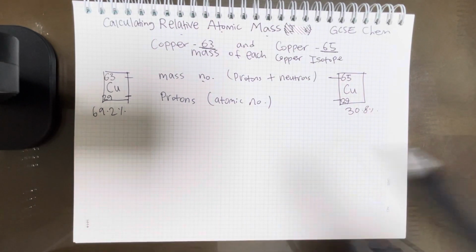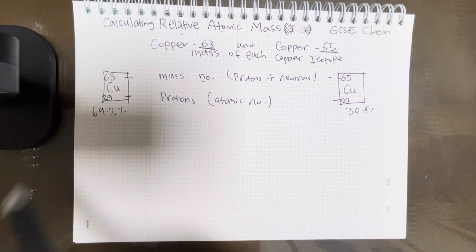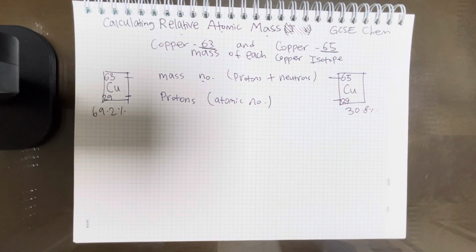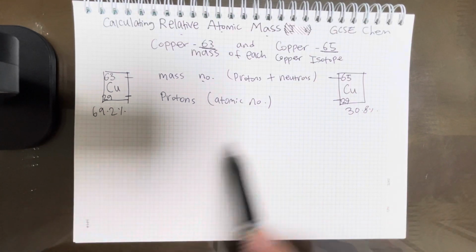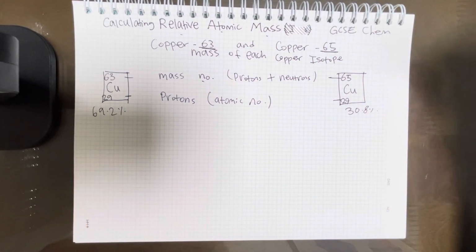So the chances are like so. It's like probability. If you picked up 100 copper atoms, 69.2 of them will most likely be copper 63, and 30.8 of them will most likely be copper 65. At least that is, theoretically, on average. So this is the abundance of each copper atom respectively. Okay, so that's basically what abundance is.